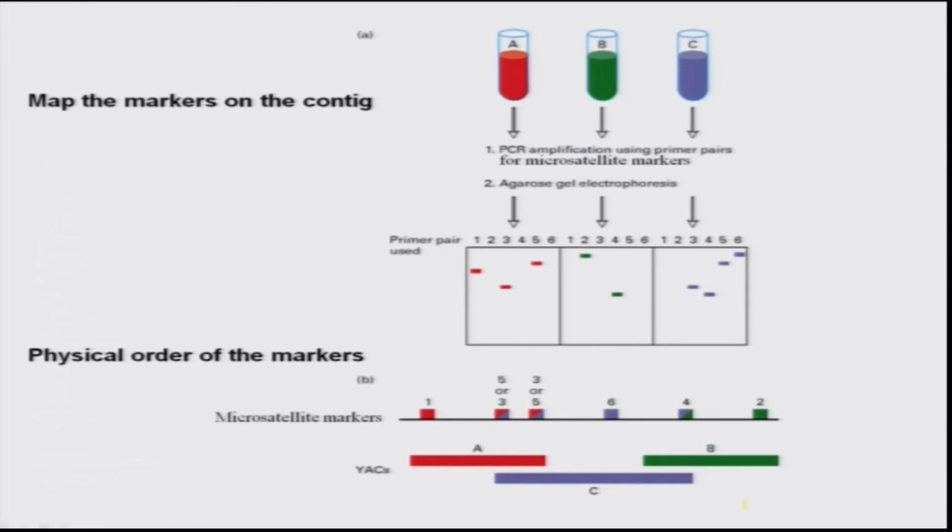So, how do you really use this contig? What is the purpose of the contig? One of the reasons is that the microsatellite markers people used then to screen for chromosomal regions, we know that these markers are coming from this region of the chromosome, but the exact physical order of these markers was not known.